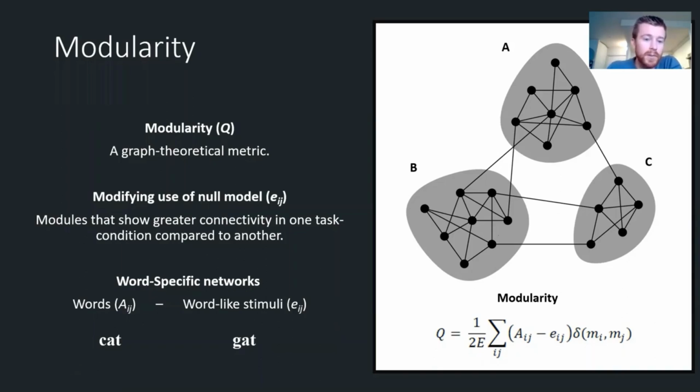Now, it's important to note that we can modify the use of the null model in this term here so that rather than looking at the set of connections that are greater than expected from chance, we can look at the set of connections that are found during one condition of a task, but not during others. So here, we're particularly interested in looking at the set of connections that are observed when processing words, but not when processing word-like stimuli, so anything that lacks semantic content.